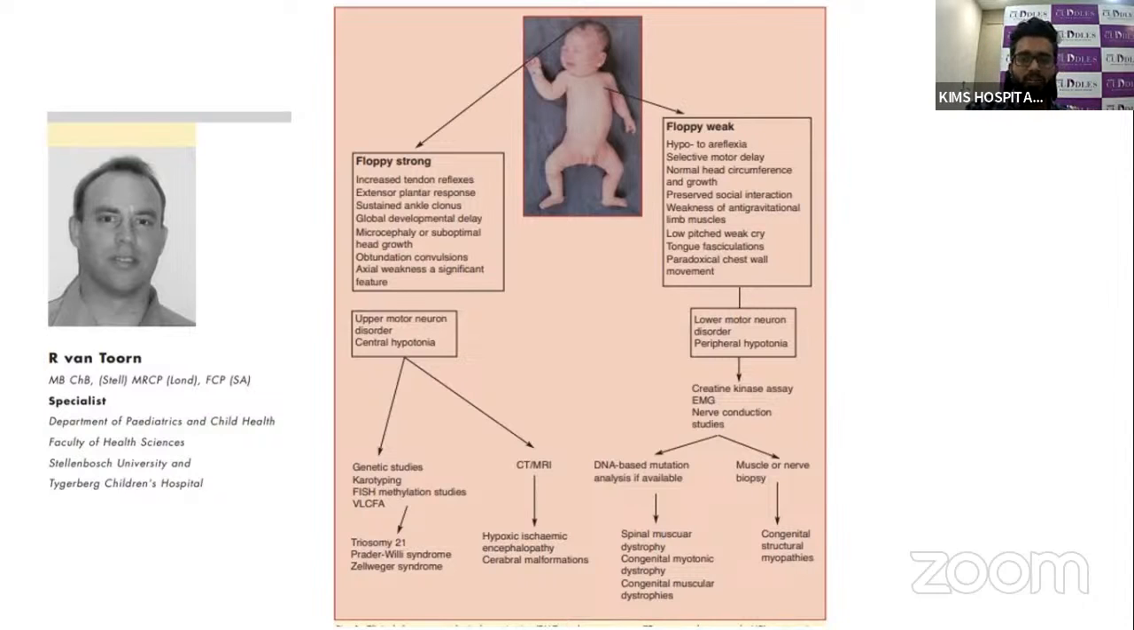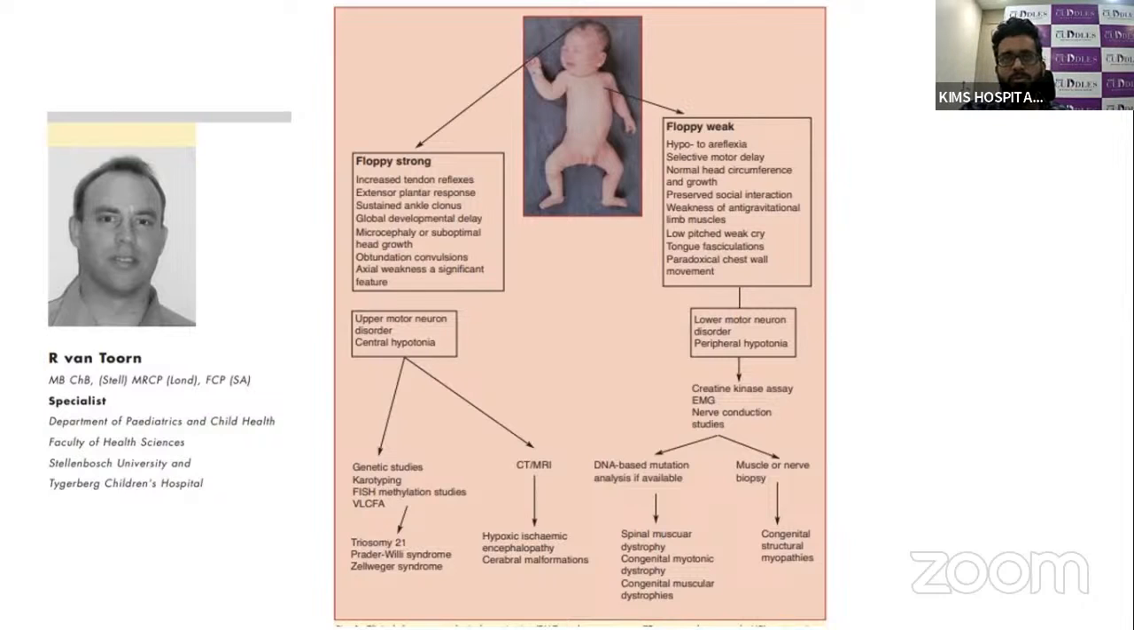When you see floppy strong on the left side, the brain is involved. So you do have a global delay, with the cognitive domain also being involved. The tendon reflexes are brisk or preserved, plantars can be extensor, and you can have spasticity and exaggerated reflexes. Global developmental delay is one of the features suggesting floppy strong or a central cause. So this is very important. The typical features of a shrill, weak cry are classically mentioned in floppy weak.